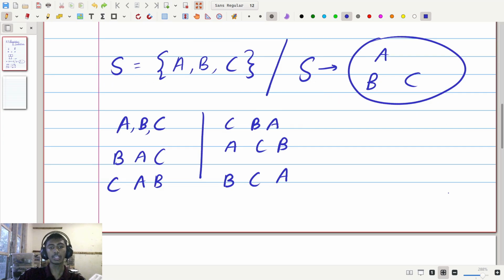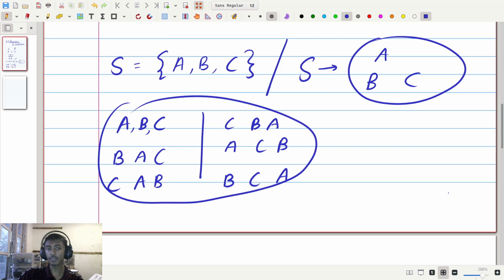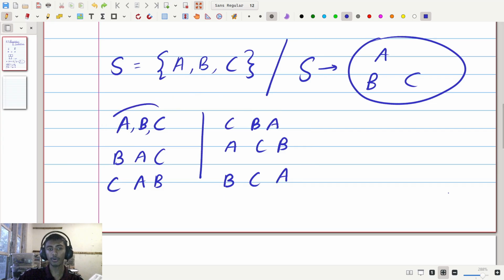So here you can see all of these permutations are unique from each other. A, B, C is only appearing in this one here. It does not appear in the rest of the permutations and neither do any of the others. For our purposes, we're going to assume that all the elements of a set are unique from each other.